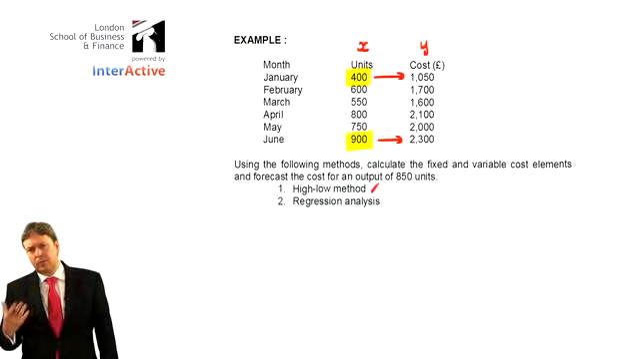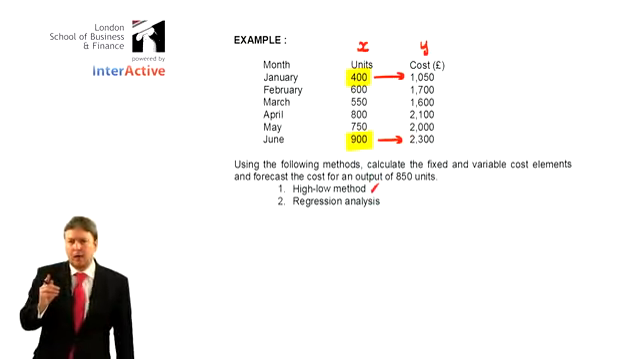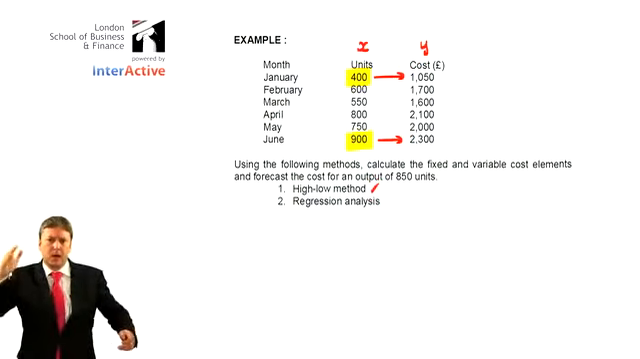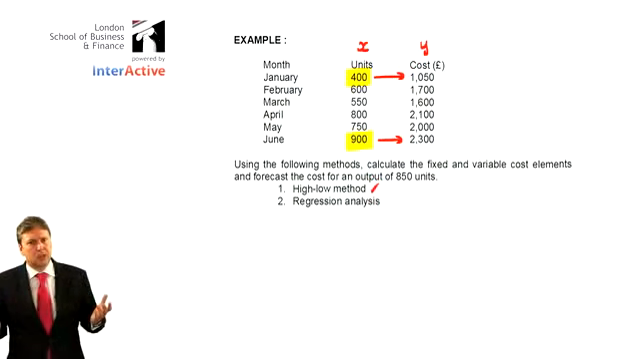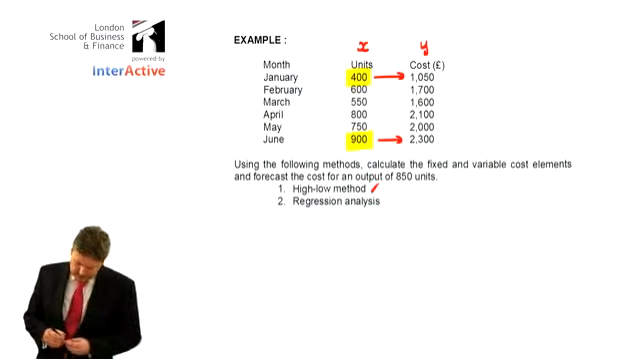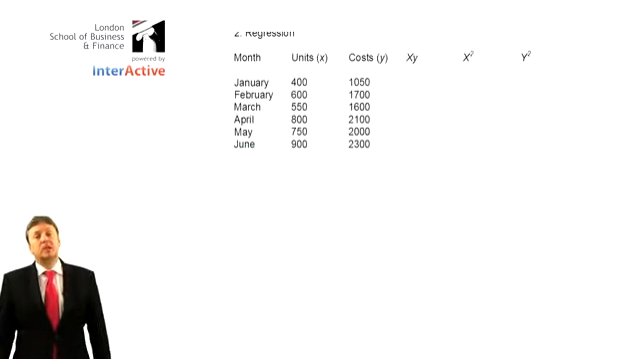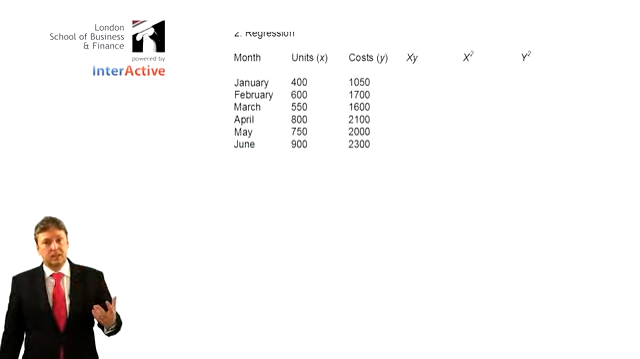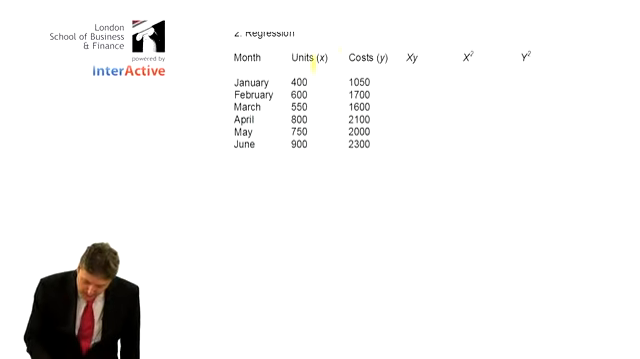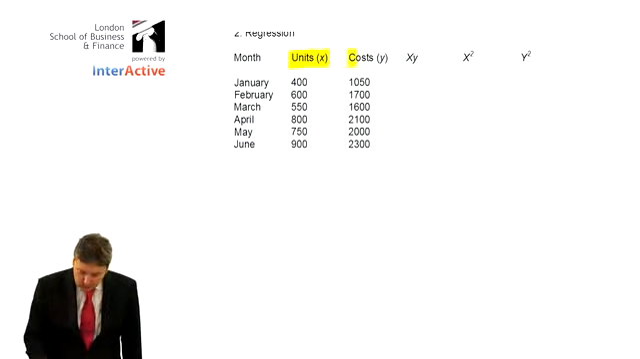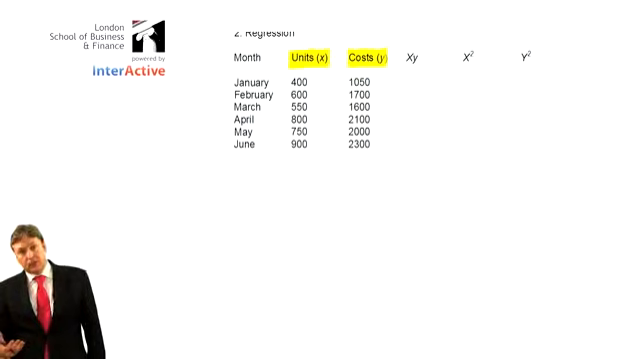Now let's get back to the plot. Remember, we're looking now at regression analysis. And I said I wanted the sum of x, the sum of y, the sum of xy, the sum of x squared, and so on. That being the case, what we could do is prepare this sort of analysis. As I've described to you already, the units are the independent variable and the costs are the dependent variable. The units relate to x and the costs relate to y.